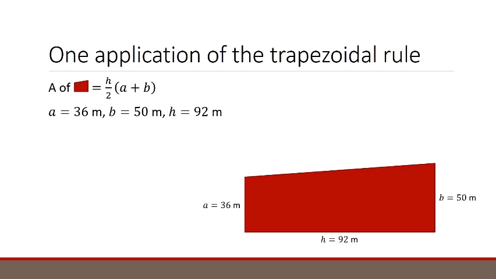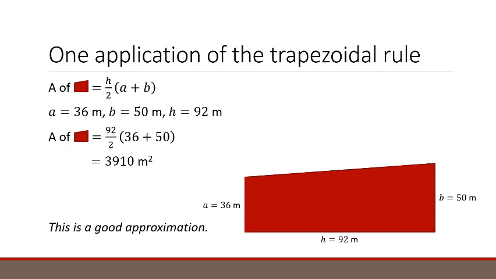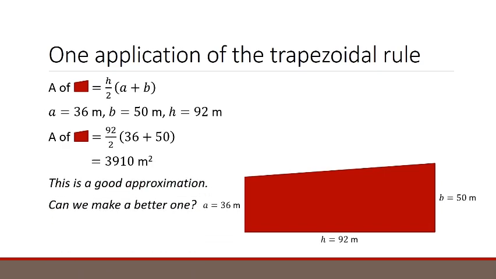A, 36 metres, B, 50 metres, and H, the length of that field, we're calling it H, 92 metres. And we substitute. So 92 over 2 times brackets 36 plus 50, do that on the calculator, and we get 3,910 metres squared, which is good, except we've missed a bit. I wonder if we can do better.